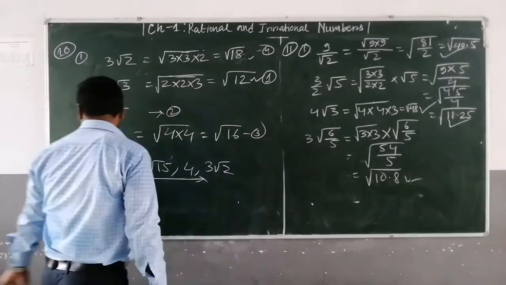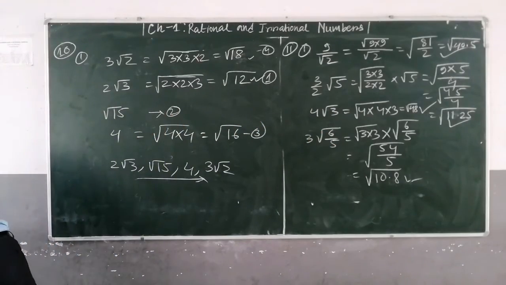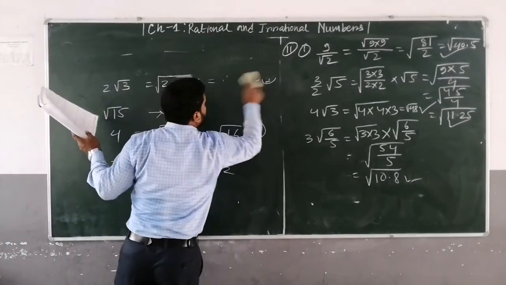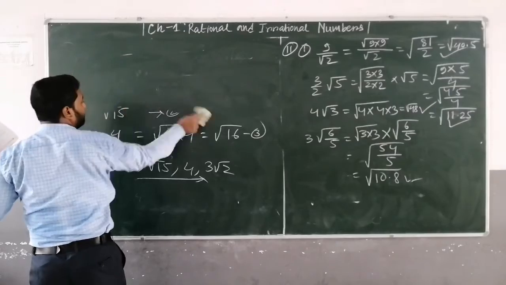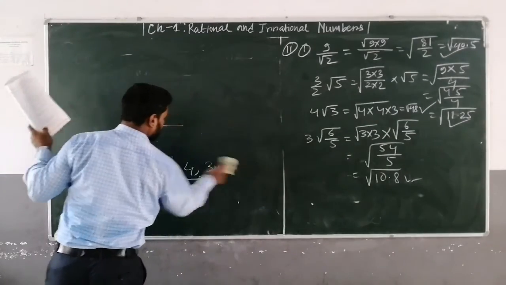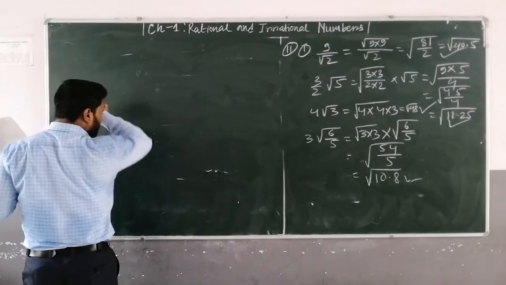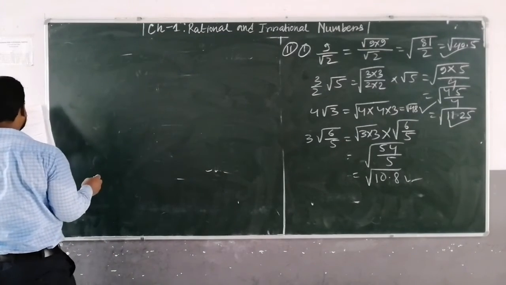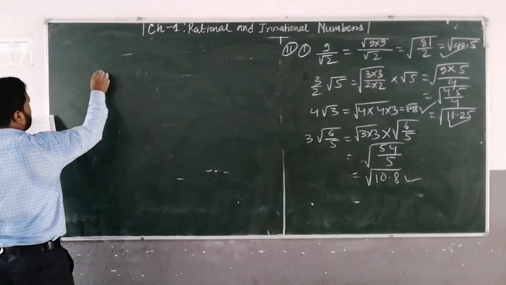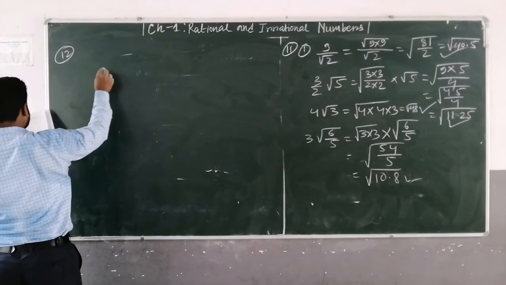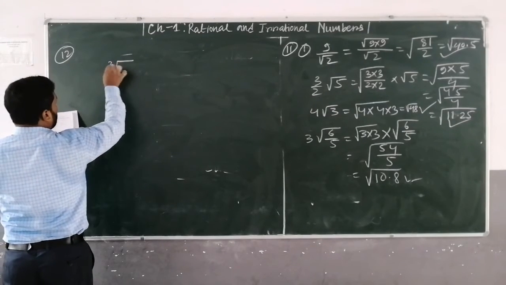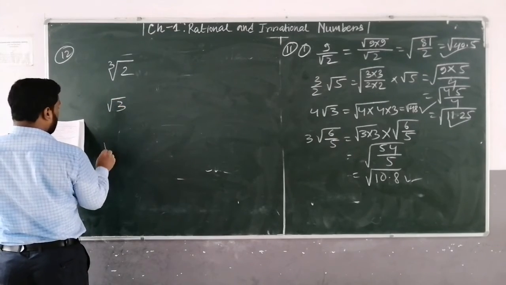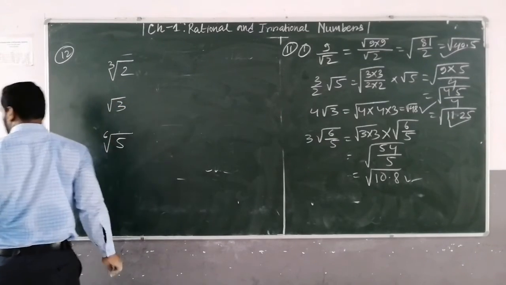Okay. Now the last question of this topic, that is question number 12. Arrange the following numbers in ascending order. Question number 12: cube root of 2, under root 3 and 6th root of 5.